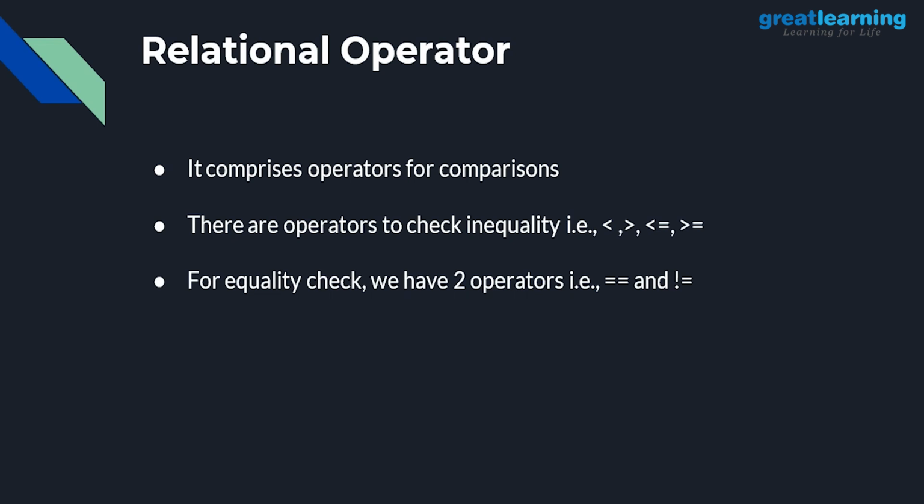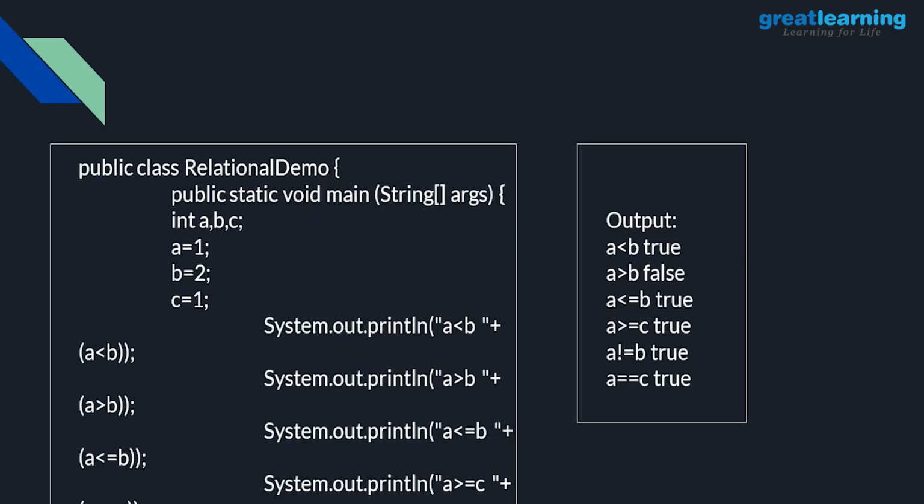For example, if a is equal to b, this means that we are checking if the values of a and b are the same. If a is equal to b, then give me true, else give me false. Now let's see a demo of this.